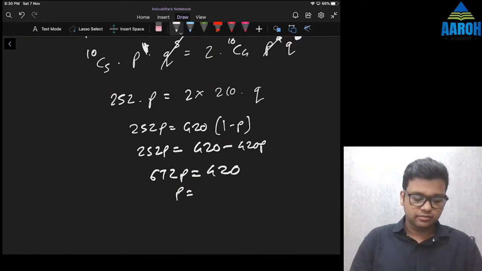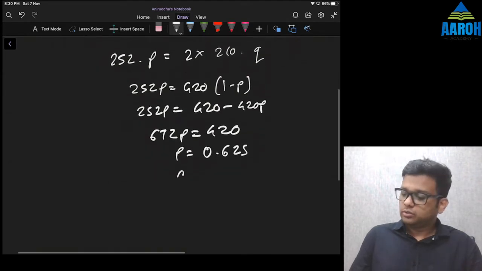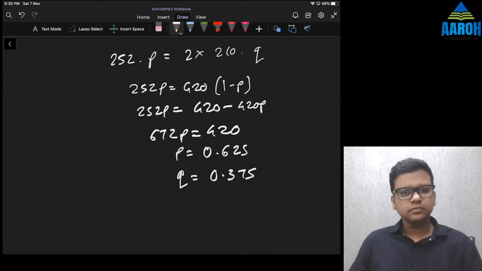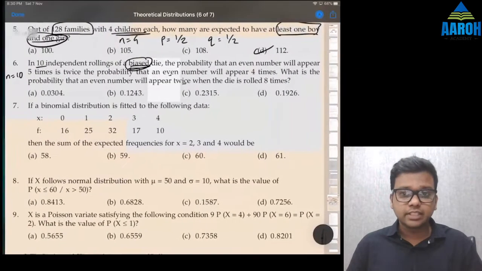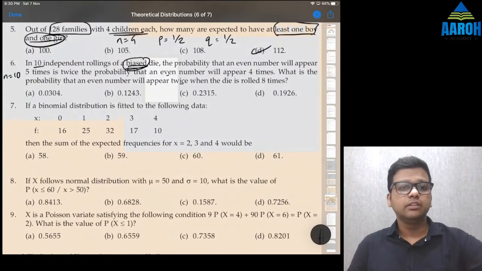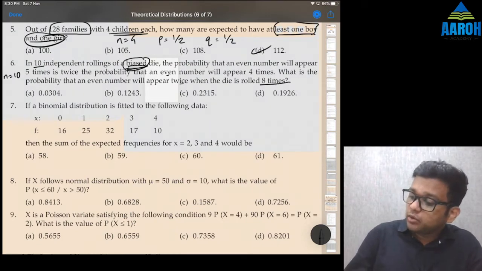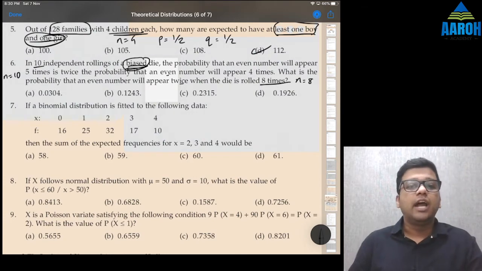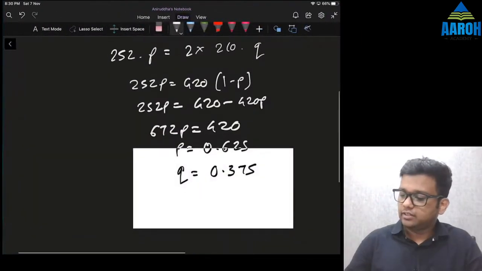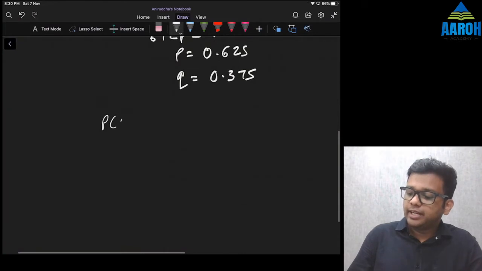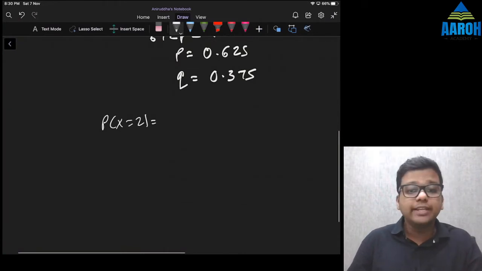How much is that? 0.625. So q will be 1 minus that, which is 0.375. Now we have the probability of success, so we can solve the given question. What is the probability that an even number will appear twice when the die is rolled 8 times? That means now n is 8, and we want 2 successes, right? So we want the probability that x is 2, but remember now n is 8.